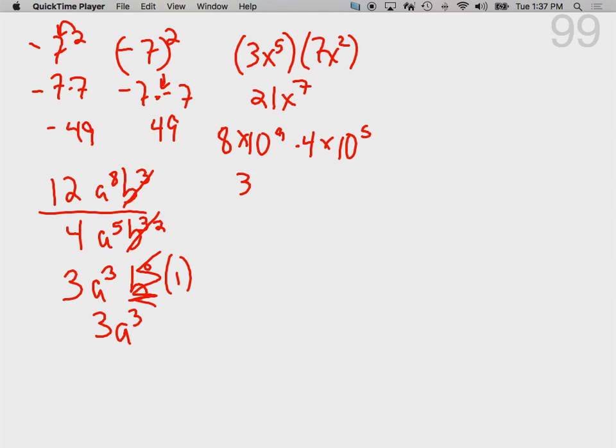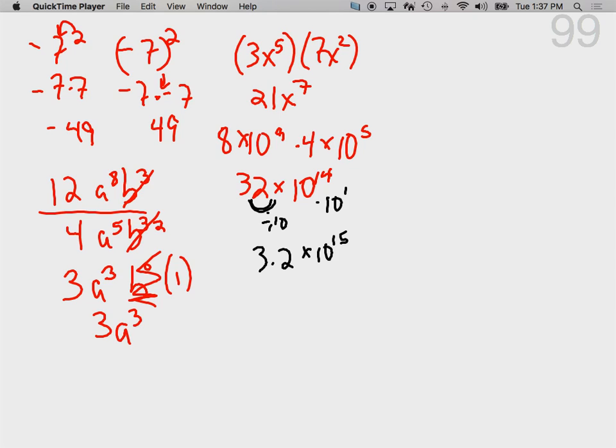8 times 4 is 32. Add exponents. 9 plus 5 is 14. So I get 32 times 10 to the 14. But there's a problem, Josh. 32 is bigger than 10. Right, 32 is above 10, so I need to divide by 10 here, and then I balance that out by multiplying by 10, which is 10 to the 1 there. So I get 3.2, that was the moving of the decimal, times 10 to the 15.